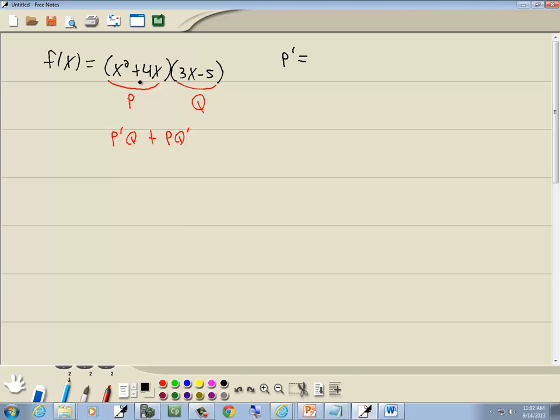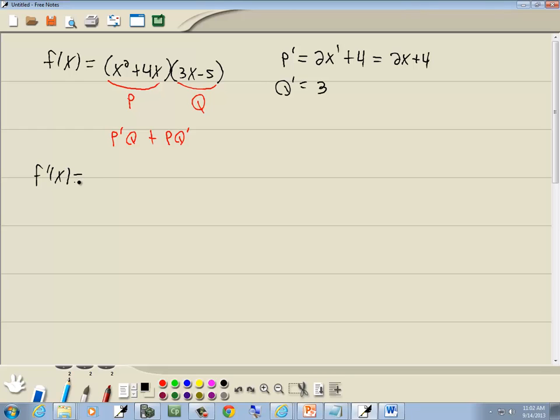P prime, the derivative of x squared plus 4x. X squared, take your power, put it out in front, lower it by 1. And then the 4x becomes 4. So P prime would be 2x plus 4. Q prime would be 3. If you have a number with an x, again, you just drop the x and keep the number out in front. And derivative of a number is 0, so that goes away.